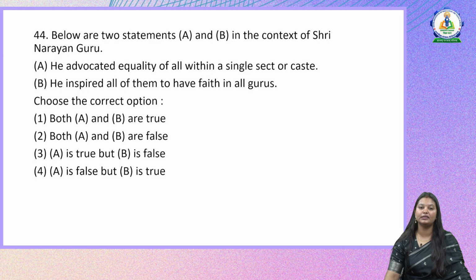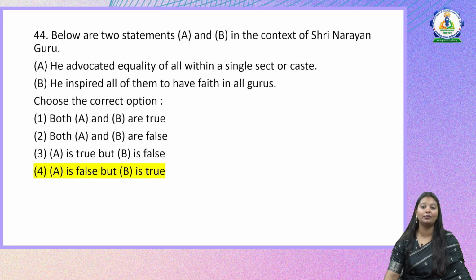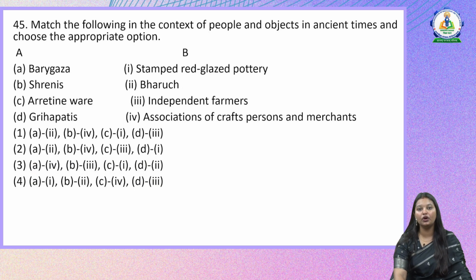Below are 2 statements A and B in the context of Sri Narayan Guru. A: He advocated equality of all within a single sect or caste. B: He inspired all of them to have faith in all gurus. If you read both of these statements and think about the teachings of Sri Narayan Guru, we can see that only statement B is true, whereas he did not advocate equality of all within a single sect or caste. So statement A is false and statement B is true. Moving on to the next question.